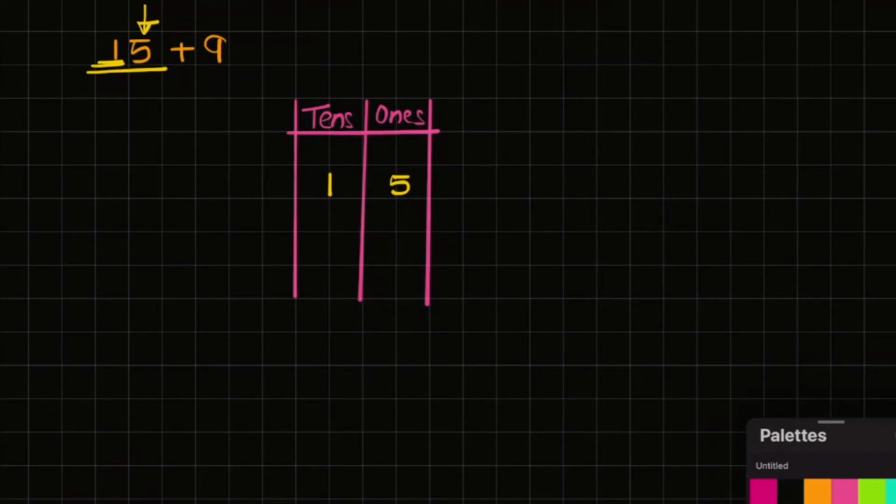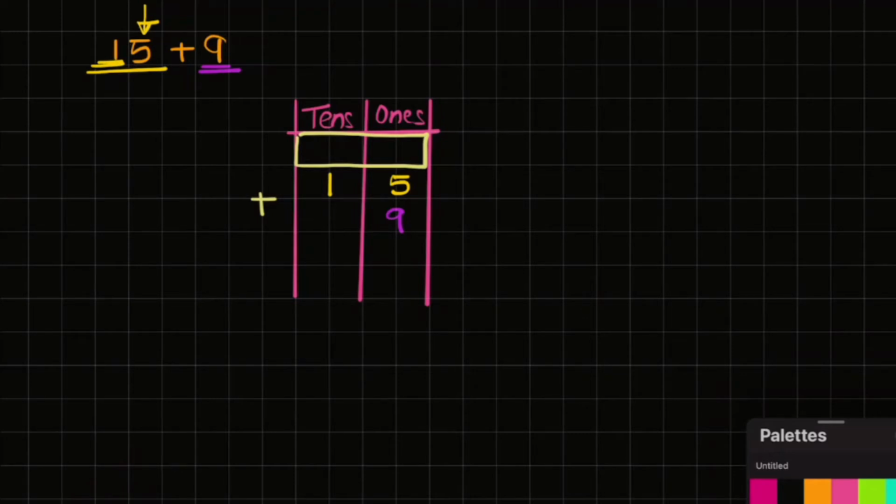The next number is 9. Since it's a single-digit number, it belongs to the ones column, so let's write that. And since we are doing addition, let's write that down as well. If you have seen here, I have deliberately left some space over here. This space we are going to utilize while we are doing regrouping.